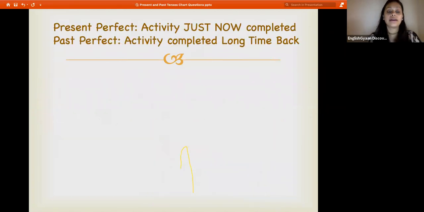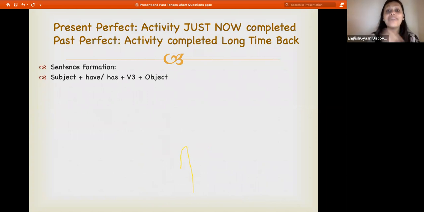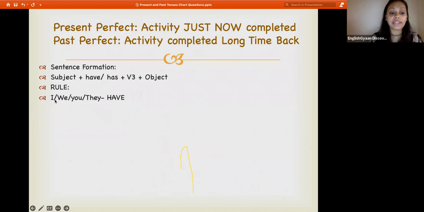And now when you compare it with present perfect and past perfect, present perfect means abhi abhi jo ho chuka hai, just now completed. Over here, the formula is going to be subject plus have or has plus V3. Perfect means we will always make use of the third form of verb. For example, with I, we, you, they, you will use have, and with he, she, it, you will use has.